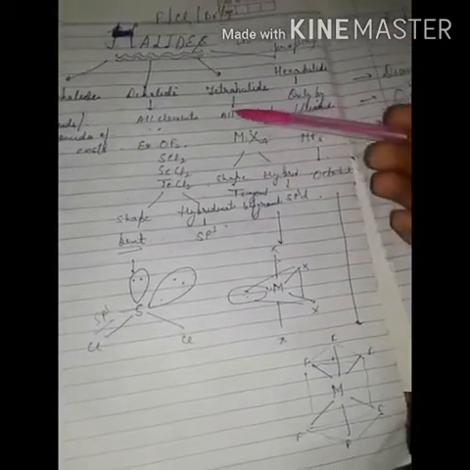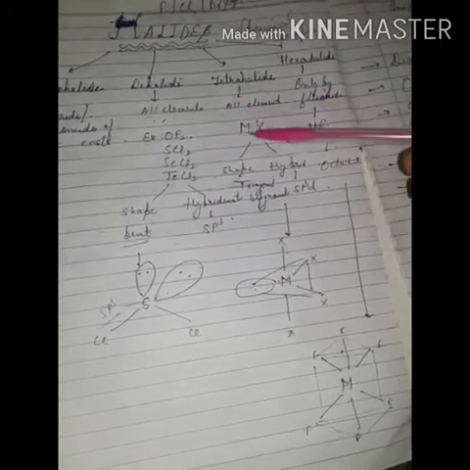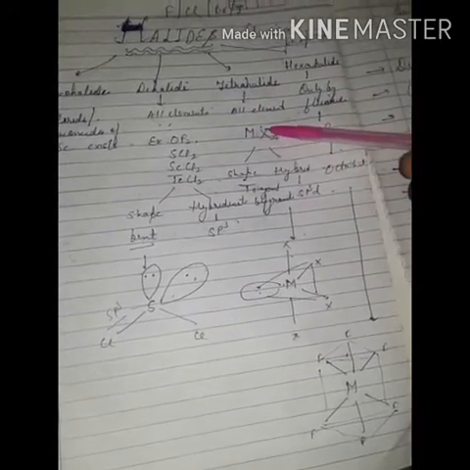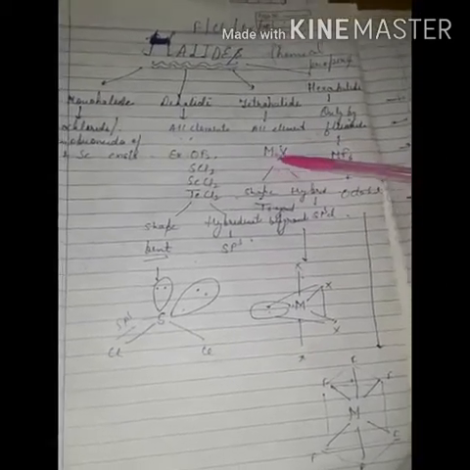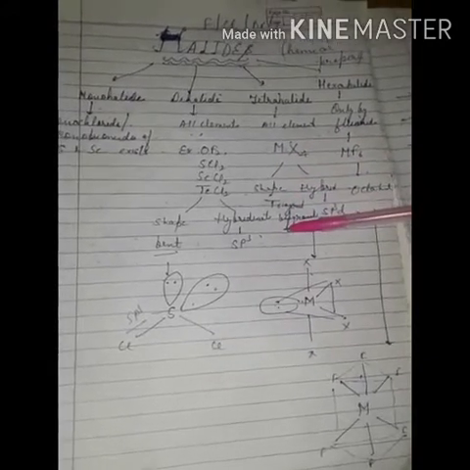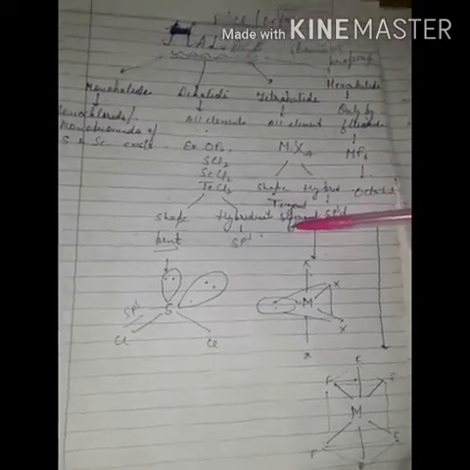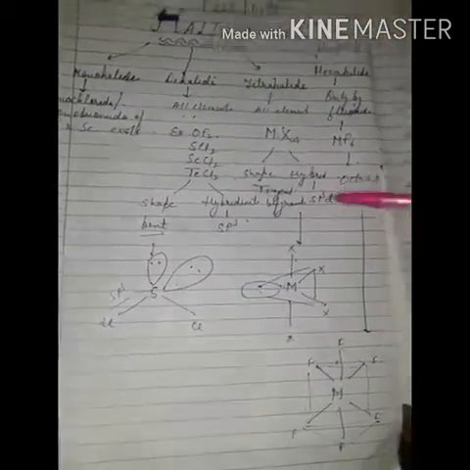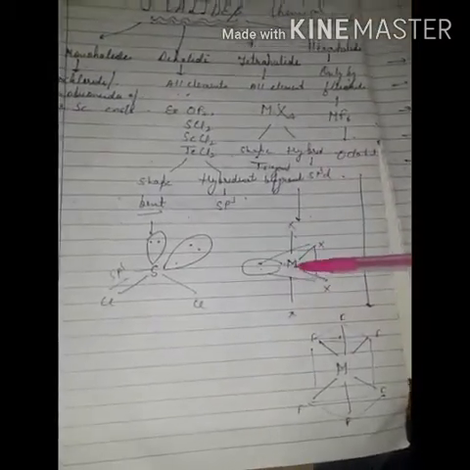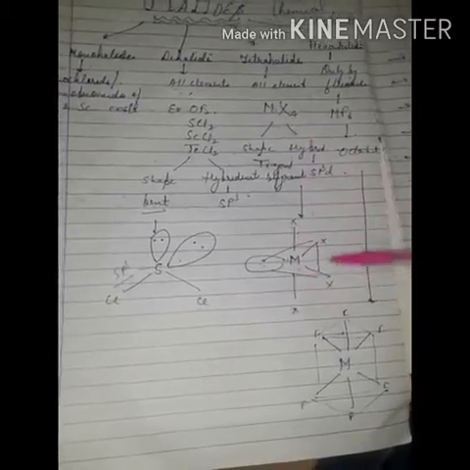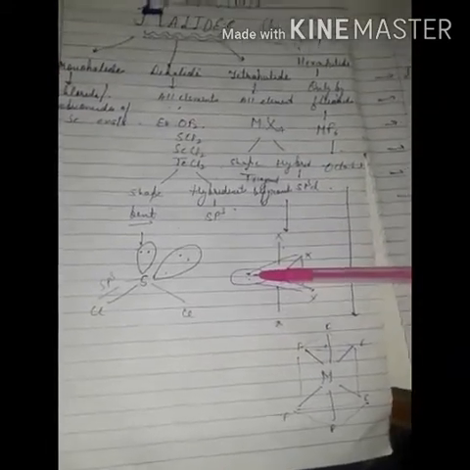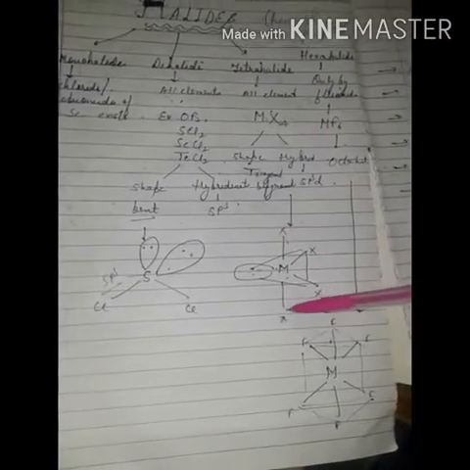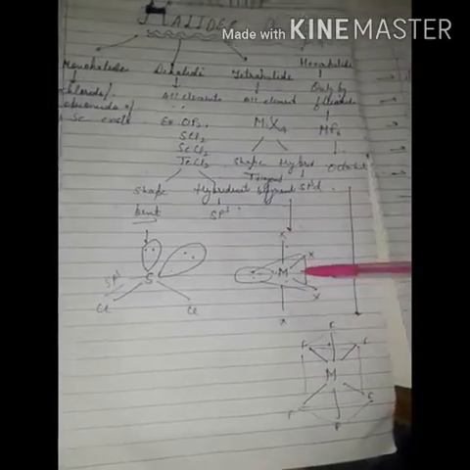Next is tetrahalide. In this also all elements are known to exist. The general formula is MX4. X is halogen, M is the central atom, that is oxygen, sulfur. Their shape is trigonal bipyramidal, and we know that for trigonal bipyramidal, the hybridization is sp3d. So the central atom is over here, and since it is trigonal bipyramidal there are 5 positions. In one position there will be a lone pair of electrons, and that will be at the equatorial position. So the remaining 4 are arranged in this way.